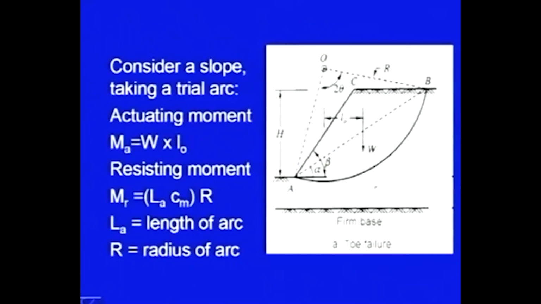So, length of the arc multiplied by the cohesion, this is the mobilized cohesion, gives you cohesive force. So, this force is acting all along the periphery and its lever arm is R. So, the resisting moment will be L A Cm into R, where L A is the length of arc and R is the radius. So, when it is in equilibrium, at limit equilibrium, this actuating moment and resisting moment will be same.